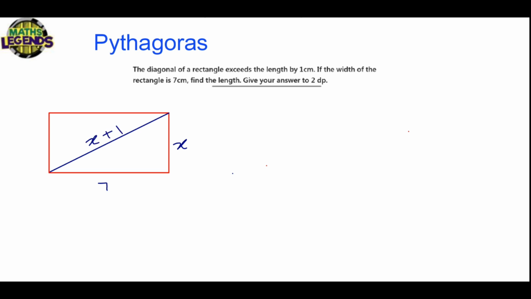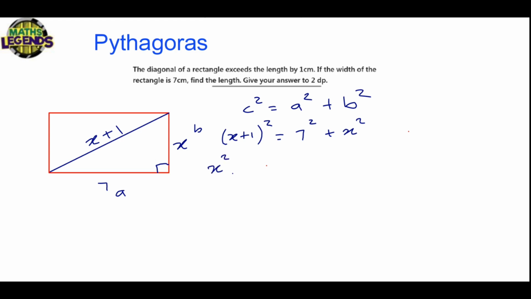And we're asked to work out the length. So here we have the 3 sides, and it's a right angle triangle, so we're going to use our Pythagoras theorem. C squared equals a squared plus b squared, and c is x plus 1, so let's replace that, so it's x plus 1 all squared. A, we'll just label this one as a and this one as b, it doesn't really matter which way around it is. So this is 7 squared plus x squared. So now we need to expand the left hand side, the x plus 1 squared, so this becomes x squared plus 2x plus 1, which is equal to 7 squared plus x squared.